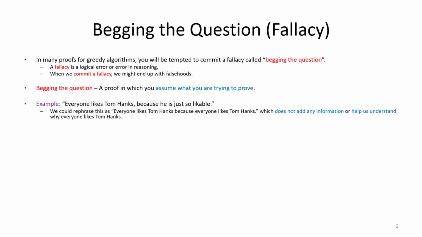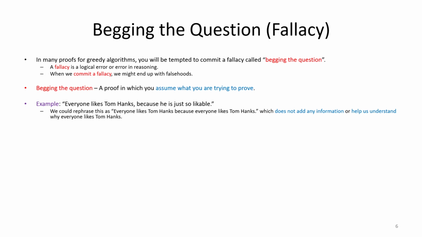So if someone came to me and said, everyone likes Tom Hanks, and I said, really? Why? If they came back and said, because he's just so likable, I don't think I'd be very convinced by that. In fact, I might just say, you haven't actually told me anything. We could rephrase this by saying, everyone likes Tom Hanks because everyone likes Tom Hanks, which does not add any information. That's part of the key bit. Nor does it help us understand why everyone likes Tom Hanks. It just repeats that everyone likes Tom Hanks. So this is a good example, a little one-sentence example of begging the question.